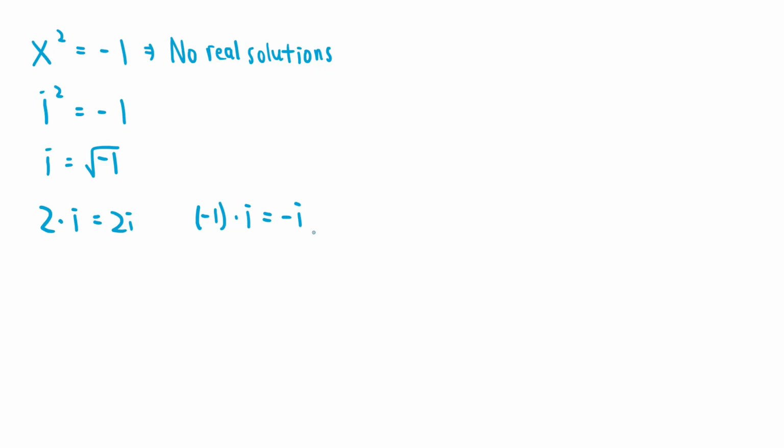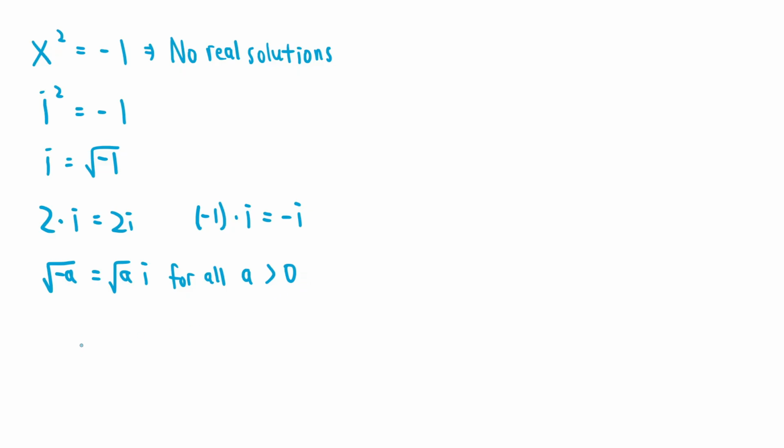So now let's go over how to rewrite the square root of negative numbers as imaginary numbers. The formula we need to use is the square root of negative a is equal to the square root of a times i for all a greater than 0. So this formula applies for all positive values of a.